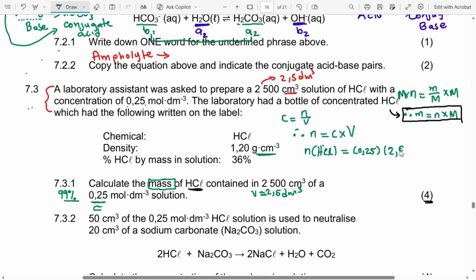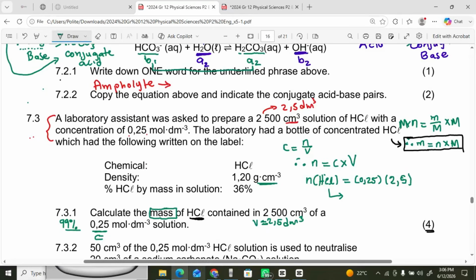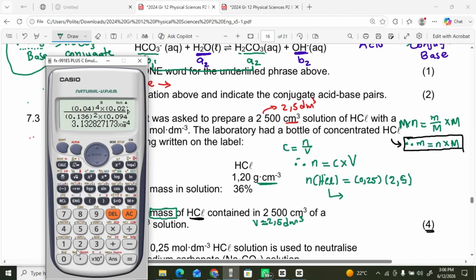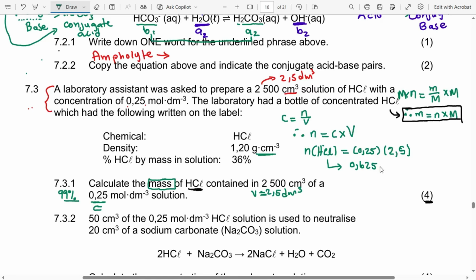Okay, so this will be 2.5. We're going to multiply the 2 and see what that equals. Whatever answer you get will be the number of moles of hydrochloric acid, which is what we need now. Let's quickly punch that on the calculator. The 0.25 should be multiplied by the 2.5. This gives us 0.625. That's the number of moles of hydrochloric acid, 0.625 mole.